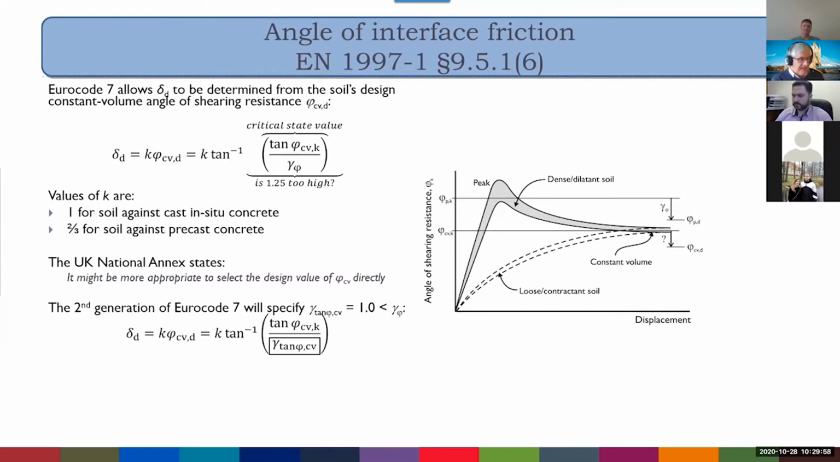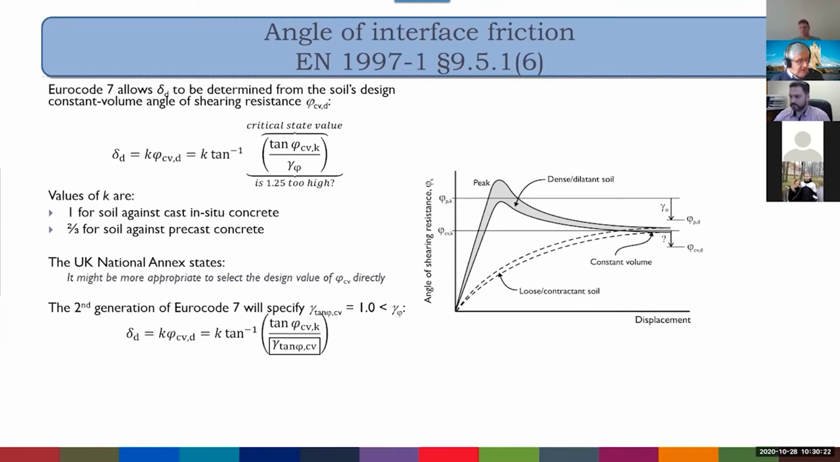The problem with it is that routine ground investigation doesn't measure that peak value, that critical state value. Consequently, people don't have the value. The other problem is we really don't need to factor that phi CV value because already it's a pessimistic value. You're going to get that value eventually. Why are we factoring it?